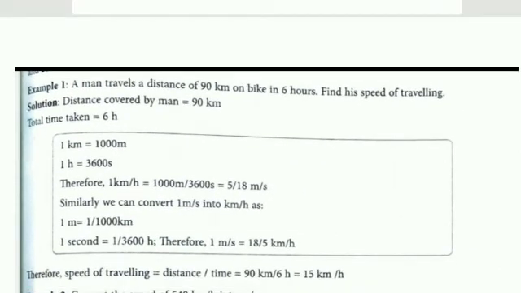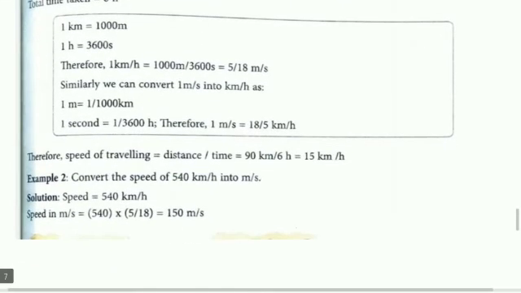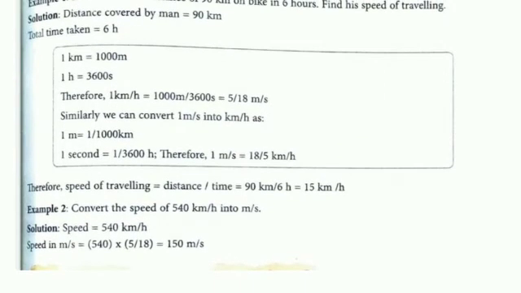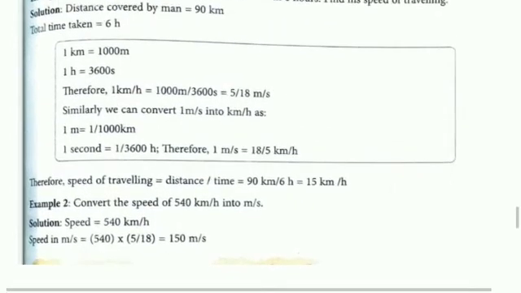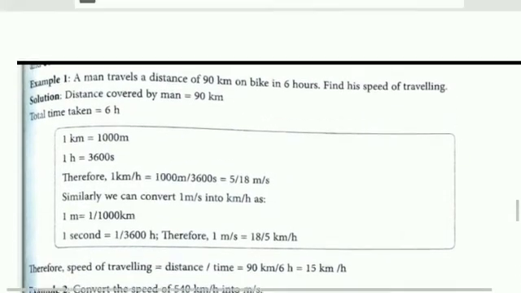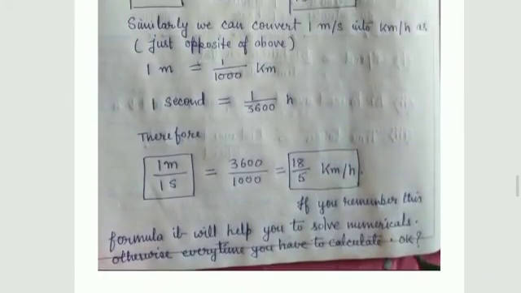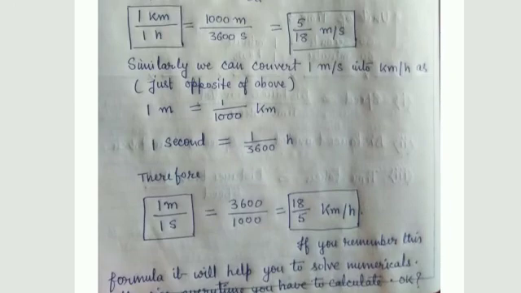Example 1, we have done: a man travels a distance of 90 kilometer in 6 hours. So our answer is 90 by 6 is equal to 15 kilometer per hour. We have already done it above. Scroll up and see. Now come to this formula. This is the same formula which we have done here, written by me.